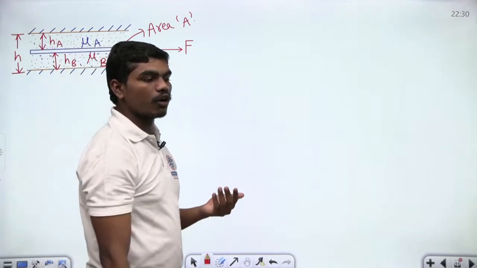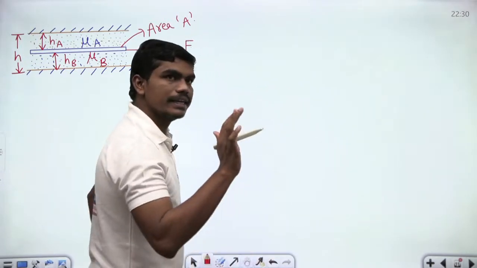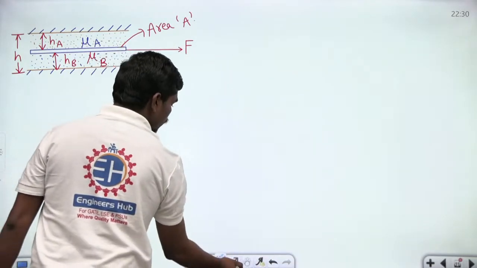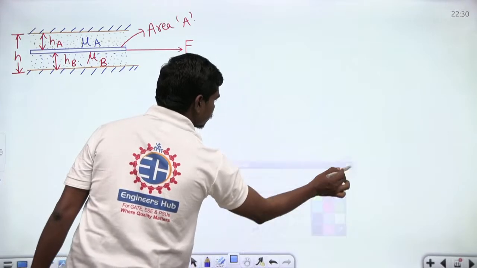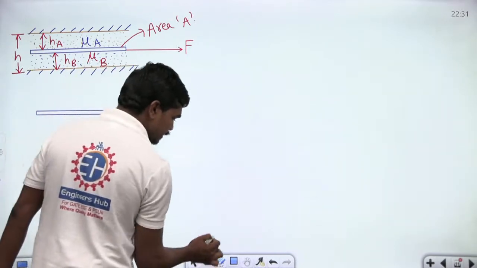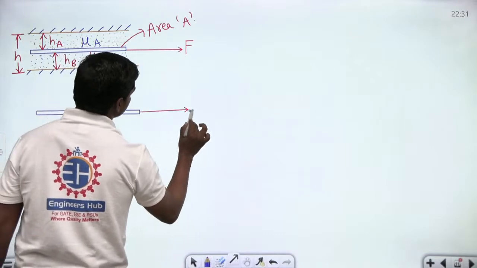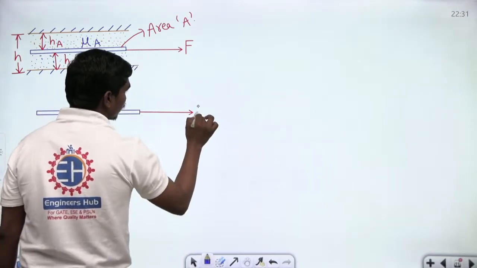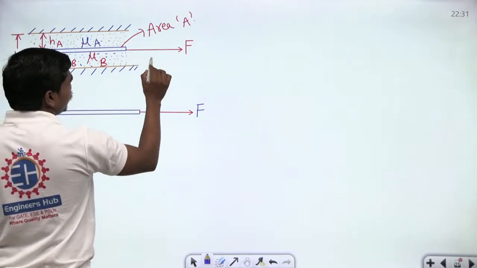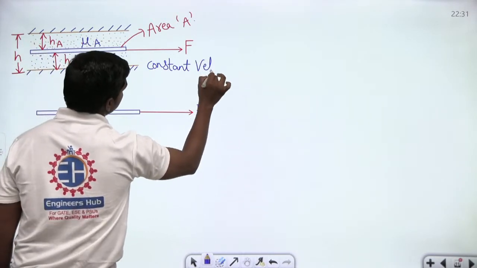Now, can you identify what is the force that is required to move this plate? Yes, we can identify. Look, if you try to draw the free body diagram of the plate, then this plate is acted on by some external force F to sustain its motion, correct? And this force F is pulling this plate, and let us suppose this plate is moving at some constant velocity V.